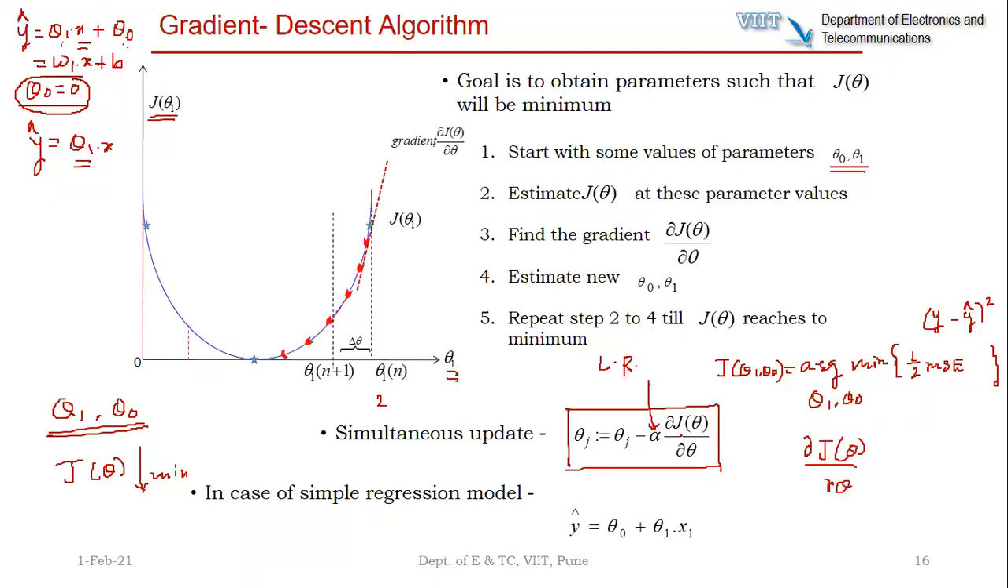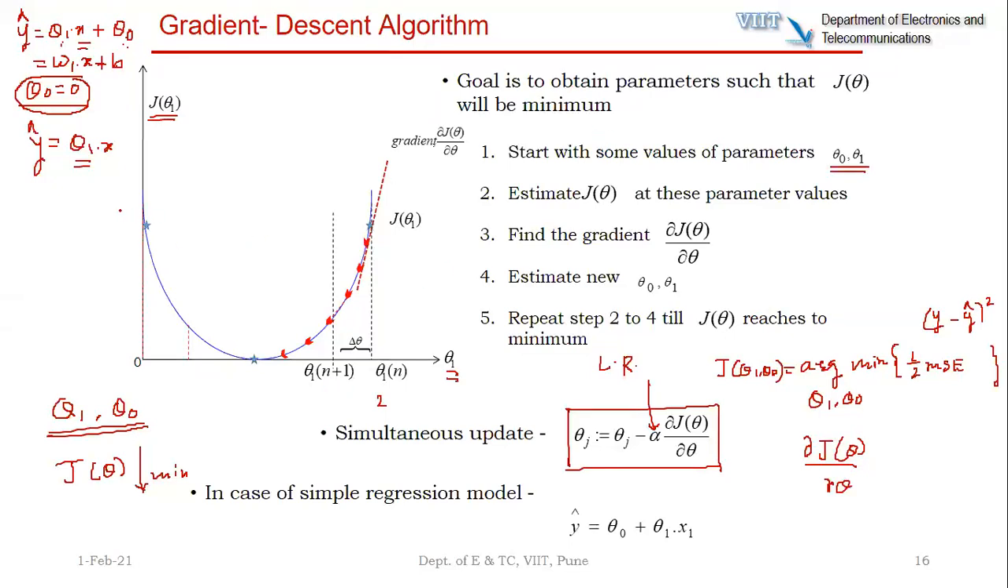Into gradient. Now this update equation is valid when you are traveling from this side to this side. I mean, if your previous value of theta is greater than the current value, then the sign is negative.